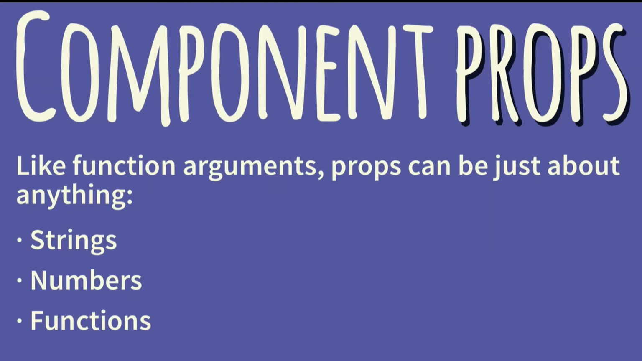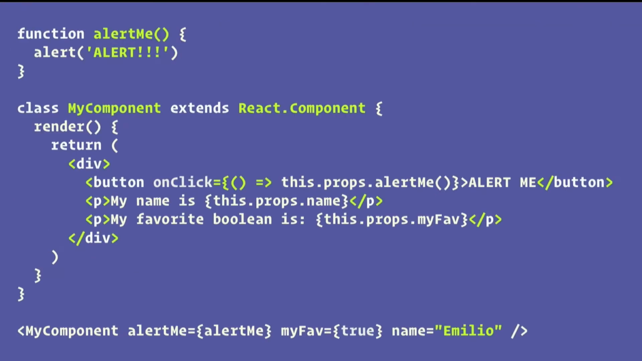Function arguments can be just about anything. You can pass in strings, you can pass in numbers, you can pass in arrays, you can pass in objects, you can pass in functions, all that good stuff. They can be just about anything. So here, props look like attributes. So what we call attributes in HTML are props in React in JSX.